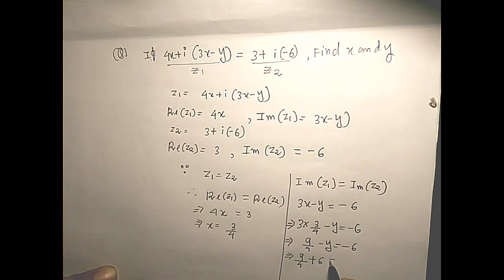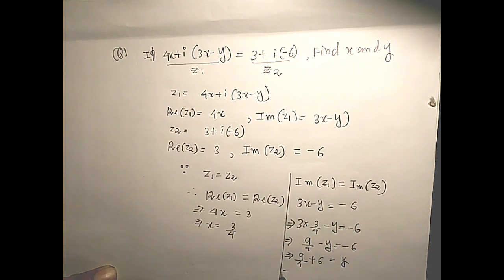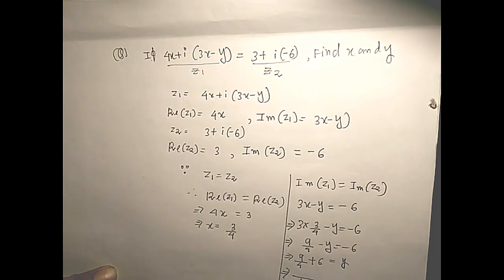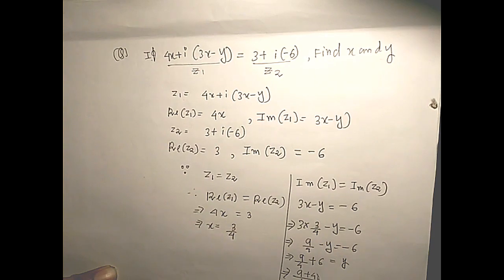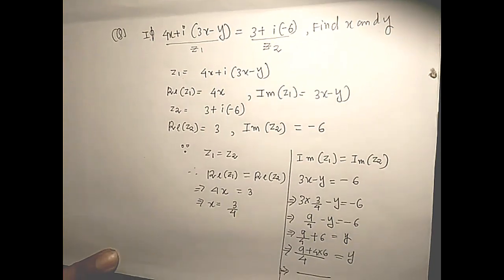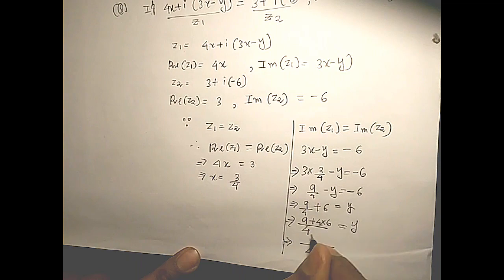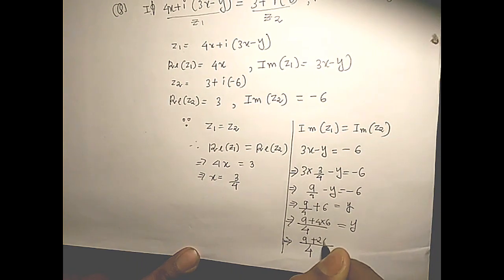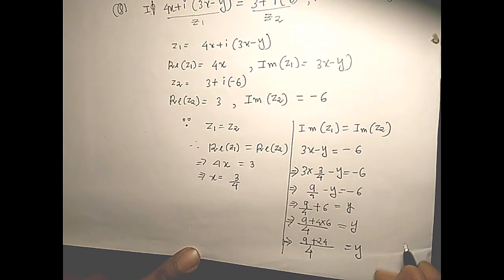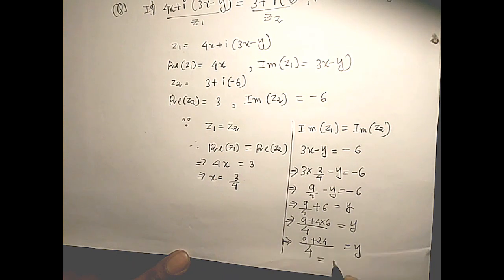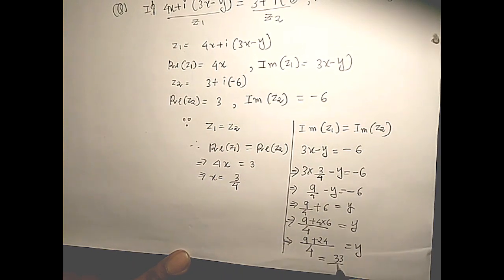By transposing, y equals 9 by 4 plus 6, that is 9 plus 4 into 6, which is 24. So 9 plus 24 by 4, y equals 33 by 4.